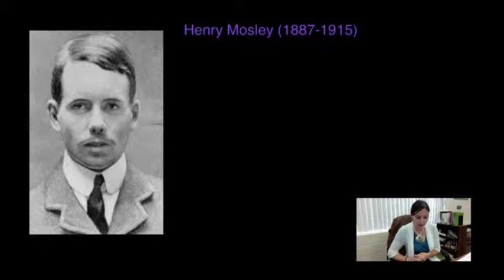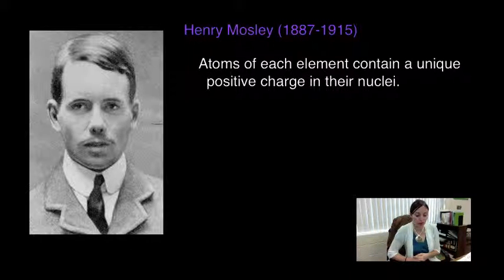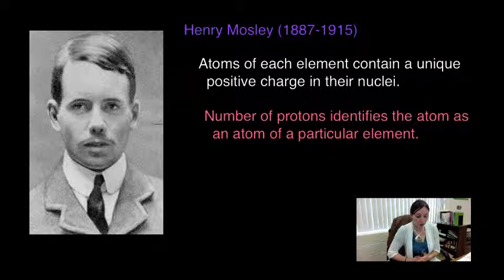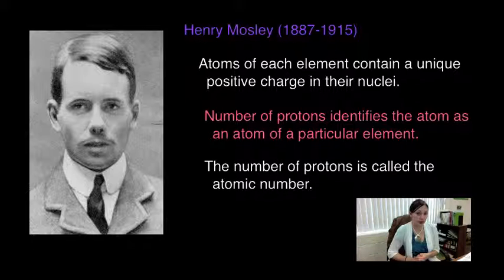Henry Moseley. He was an English scientist, and he discovered that atoms of each element contain a unique positive charge in their nuclei. And the number of protons of an atom identified that atom as one of a particular element. And that number of protons we call the atomic number. So he then organized the periodic table from left to right and top to bottom by increasing atomic number.